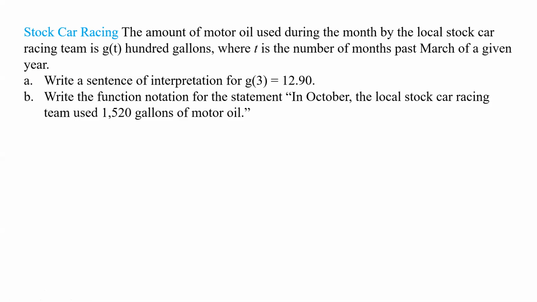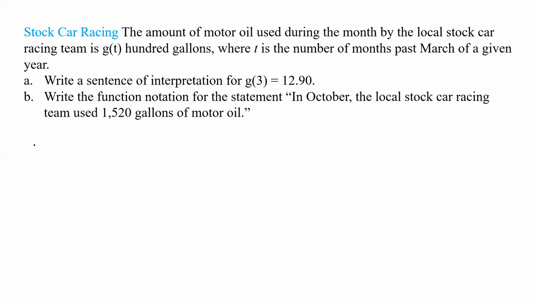All right, so here we got stock car racing. The amount of motor oil used during the month by the local stock car racing team is G of T 100 gallons, where T is the number of months past March of a given year. And we want to write a sentence of interpretation for G of 3 equals 12.90. And then we want to write the function notation for the statement: In October, the local stock car racing team used 1,520 gallons of motor oil.